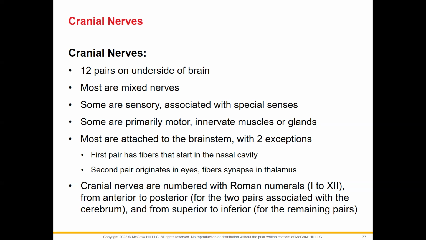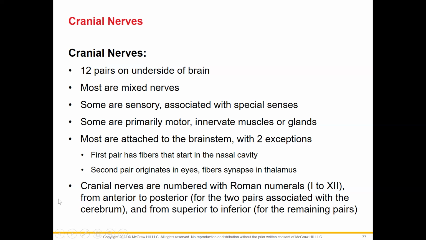or the medulla oblongata. The first pair has fibers that start in the nasal cavity, which means this is probably the olfactory neuron. So first pair, cranial nerve 1, is olfactory. It's sensory for smell. The second pair, cranial nerve 2, originates in the eyes. This is the optic nerve. Optic nerve is purely sensory for sight. The first nerve, the olfactory nerve, is purely sensory for smell.